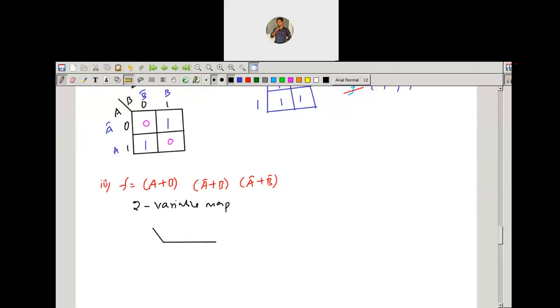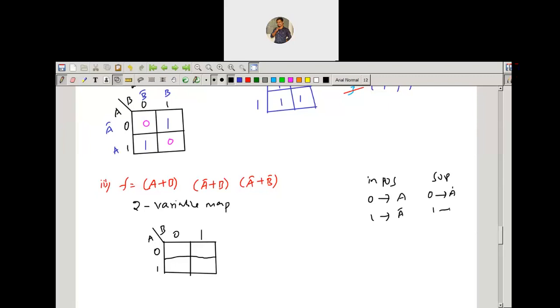So let me take the two variable K map. There is A, and this one is B. 0 and 1, 0 and 1. Okay. I told you in the previous section, in POS, 0 represents the normal variable and 1 will be with the complement variable. In SOP, 0 is with the complement variable, 1 with the normal variable.